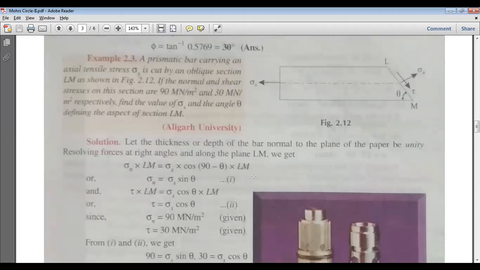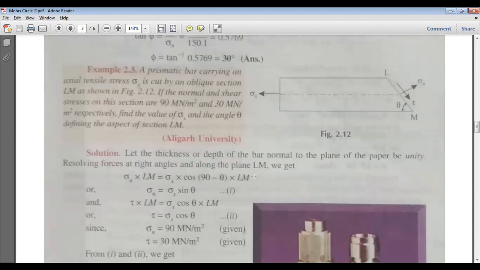We will be taking another example in which we have taken a prismatic bar, and this prismatic bar is not given any dimension, only the prismatic bar is given. So in the prismatic bar, a tensile stress sigma x is acting in negative x direction of 90 meganewton per meter square, whereas 30 meganewton per square meter is a shear stress. That is, sorry, sigma x is not given.